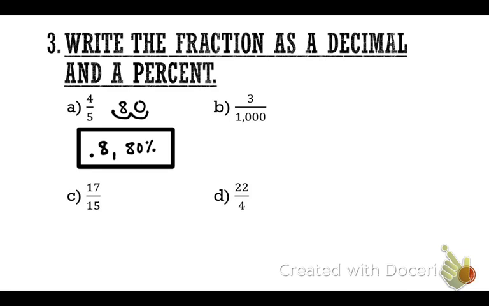Problem B, 3 over 1,000. What do I have to do with that? Divide. Listen, this fraction bar right here says 3 divided by 1,000. What do I get, Kaylee? Okay, I've got 0.003. Are there any of those zeros that can just float away and go goodbye? Yes, the one on the end. Not all of them. The one in front of the decimal.